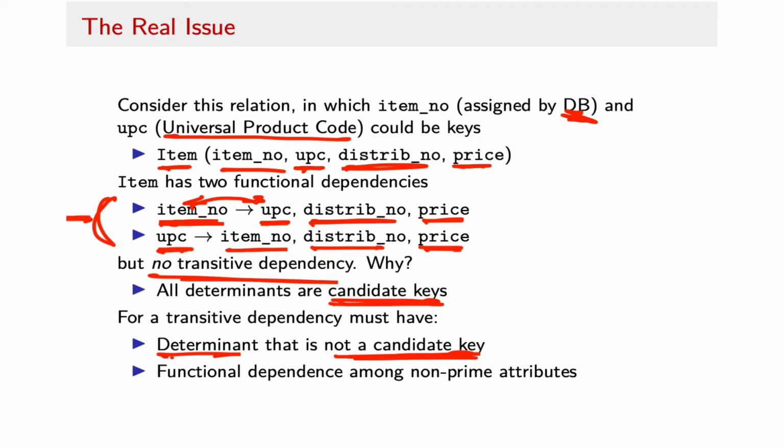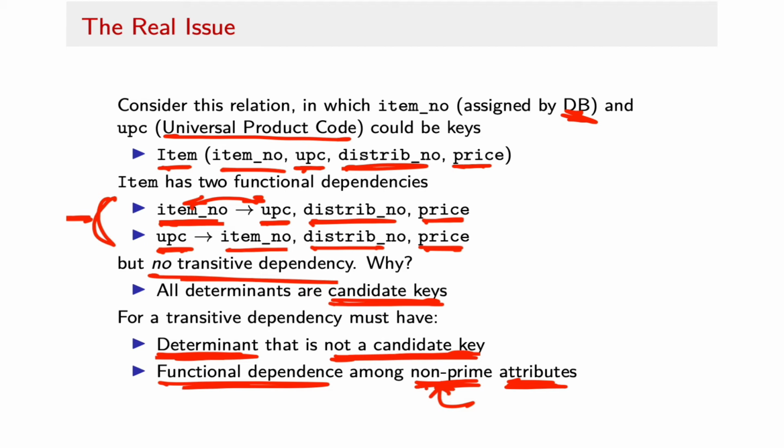And in order for there to be a transitive dependency, we have to have a determinant, a left-hand side, that is not a candidate key. Another way of thinking about that, and we'll see this in the fourth part of this series of talks, is that functional dependencies have to be among non-prime attributes. In other words, a non-prime attribute is one that doesn't participate in any candidate key.